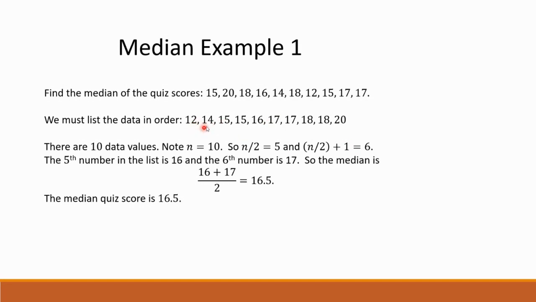Doing so, you get 1, 2, 3, 4, 5, that's 16. And the sixth number is 17. The median is the average of these two, which is actually between these two, which is 16.5. That's the median quiz score. And notice, though, it's not an actual data value. That's okay. That's going to happen.